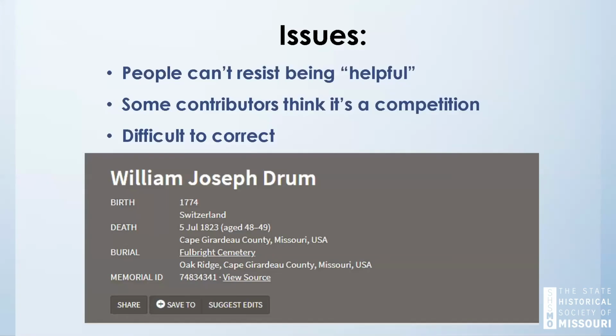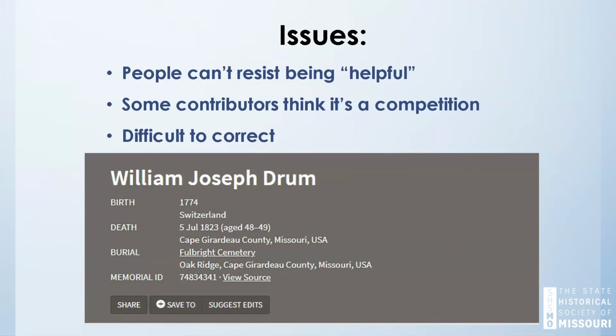The issues I have with Find a Grave: people can't resist being helpful. The cemetery I take care of, Fulbright Cemetery, this William Joseph Drum was recorded in there. He's not in there. He's buried on his land, about 6 miles away. The reason they put him in here is his wife's really buried in here. And so you've got this problem that, again, people won't get rid of them when you ask them to. So I'm stuck with this when people ask about it.